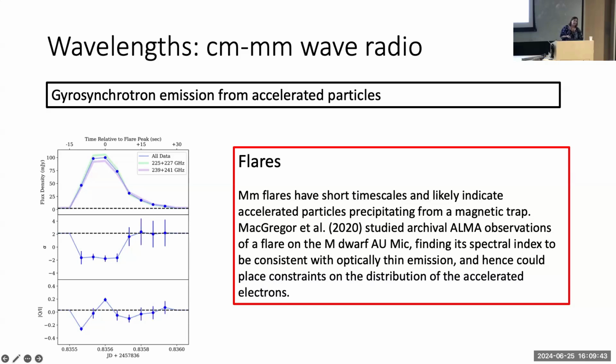This is likely gyrosynchrotron, maybe even synchrotron emission from accelerated particles, in contrast to the case where you have a very nice exponential decay, flare decay. The very short duration of these bursts likely indicates that they are particles that are precipitating from the magnetic trap.